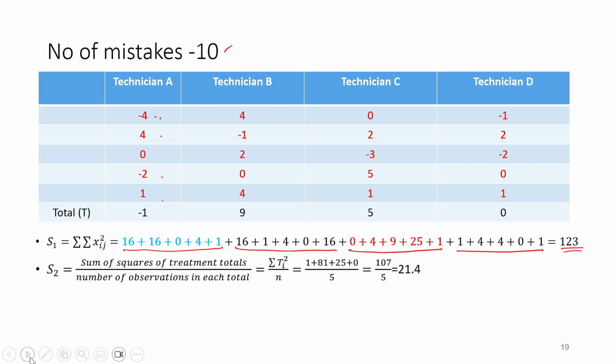S2, the formula is sigma Ti squared by N. So we have to find out the Ti squared. So each total we have to square. The first total is -1. If we square it, it becomes +1. The second one is 9. Square it, it becomes 81. The third one is 5, which becomes 25. The fourth one is 0. We add them together and divide by 5. This will give you a figure 21.4.